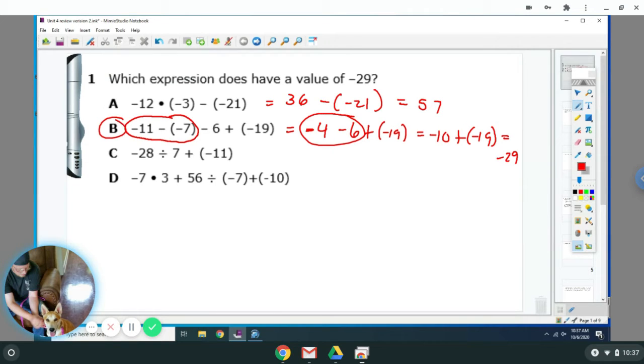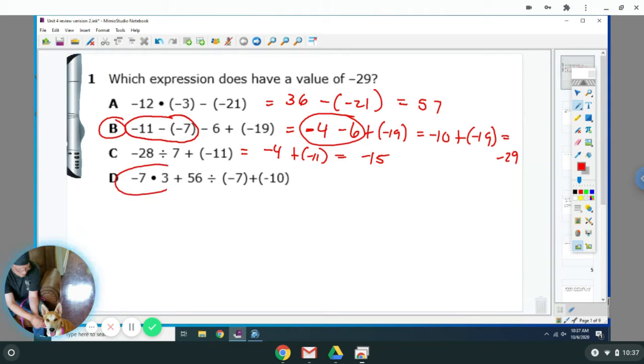But we're going to disprove C and D, just to make sure I didn't do anything else wrong. Next, we have negative 28 divided by a positive 7. Negative 28 divided by a positive 7 is negative 4. So now you have negative 4 plus negative 11, which is negative 15. So that's wrong. Now you have negative 7 times 3 plus 56 divided by negative 7 plus negative 10.